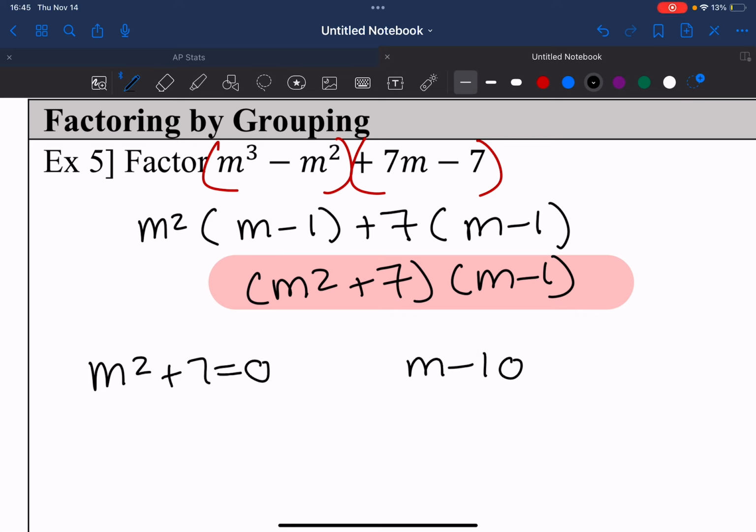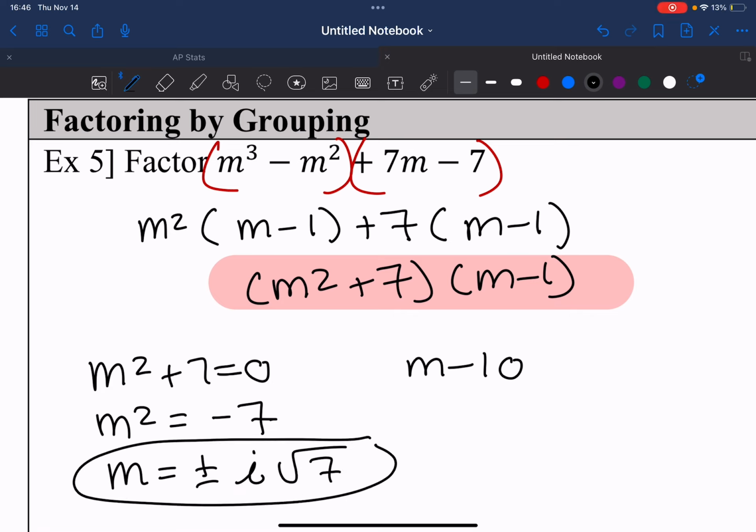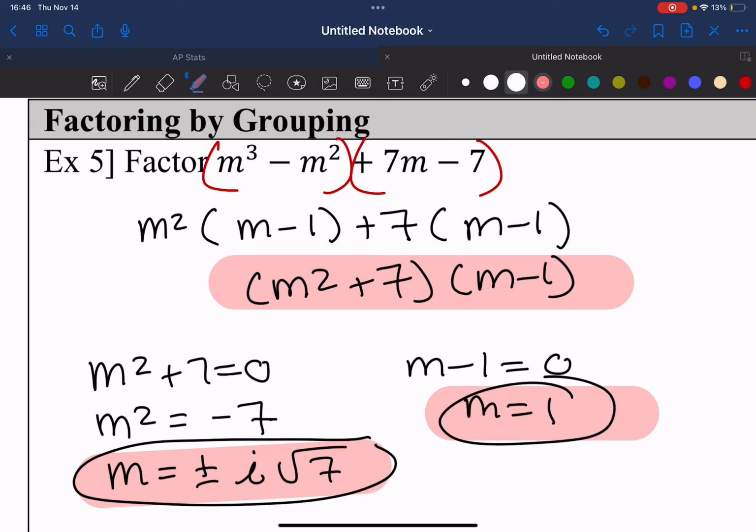So m squared plus 7 equals 0 means that m squared is equal to negative 7. So I'm going to have m equal to plus or minus i square root of 7, because it's an imaginary number. And then m minus 1 equals 0, I'm going to get m is equal to 1. A lot simpler, a lot easier than the front side.